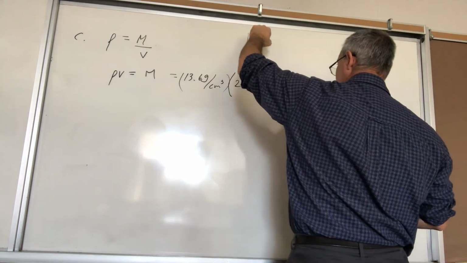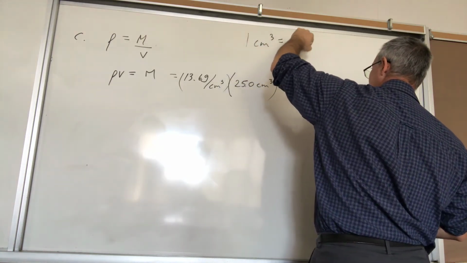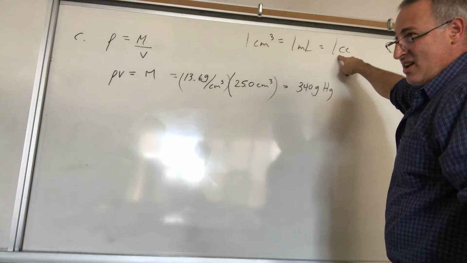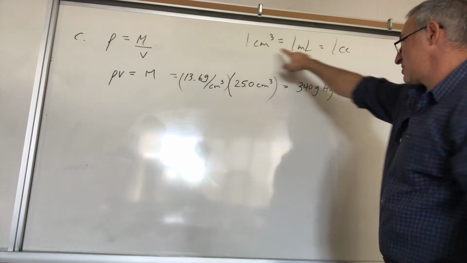Just remember this: 1 centimeter cubed equals 1 ml. It also equals 1 cc. Sometimes you see this, it's not an SI unit, but it means centimeters cubed. It's the same as that.